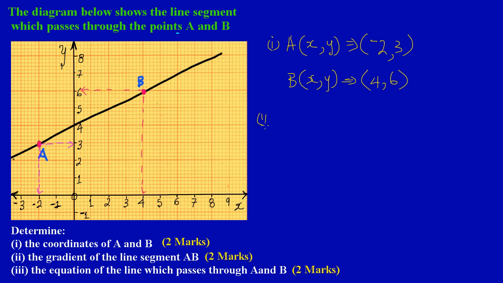Part 2 now. In part 2 they're asking us for the gradient of the line segment AB. That's another 2 marks. The gradient of the line could be found using 2 different methods. Having the graph, we can just look at the graph and find the gradient. A quick way is to take 2 points that the line passes through, or look at the line carefully to see which other 2 points it passes through, and use those 2 points to find the gradient geometrically. Since it passes through A, let's use the points A and B.